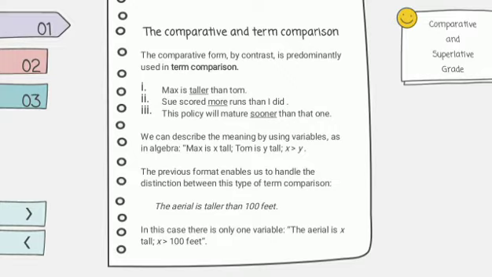The primary term in the first example is Max is X tall, and the secondary is Tom is Y tall. In the second example, Sue scored X many runs is primary, and I scored Y many runs is secondary. In the last example, this policy matures X soon is primary, and that policy matures Y soon is secondary.